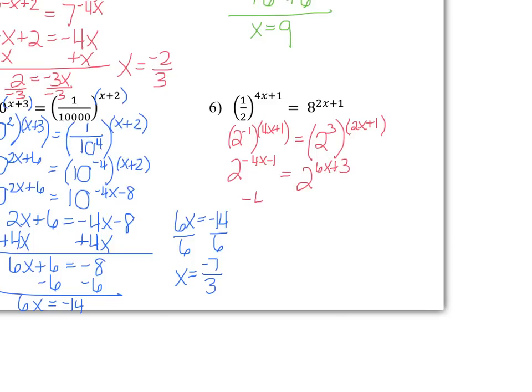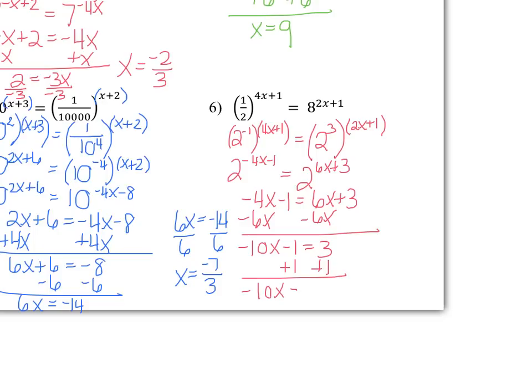Since my bases are the same, I can set the exponents equal to each other. I'm going to subtract 6x to get negative 10x minus 1 equals 3. I'm going to add 1 to both sides to get negative 10x equals 4. And then with that, I'm going to divide both sides by negative 10. Since they're both even numbers, I know that I can divide both the numerator and denominator by 2 to simplify my fraction. So I'm going to have negative 2/5. X equals negative 2/5.